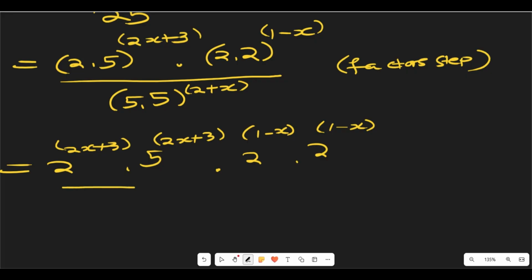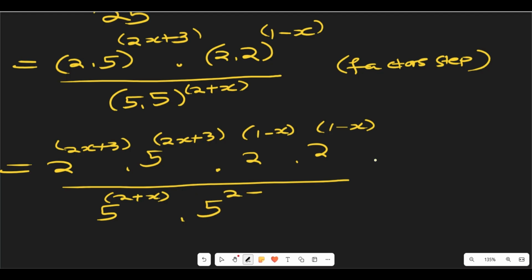Now all the terms are standing on their own like this. So you say all over, and then on the denominator, same applies. So you say 5 to the power 2 plus x. It's good that we put the brackets, and then multiplied by 5 to the power 2 plus x. Great.